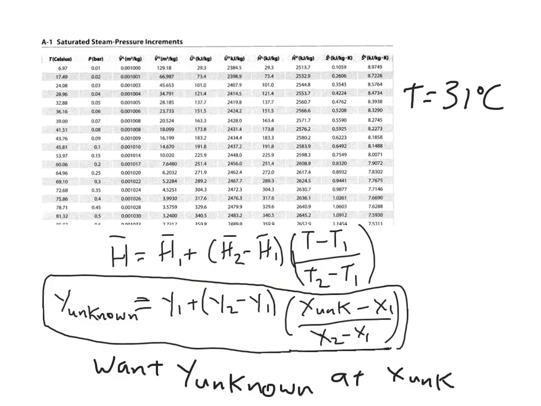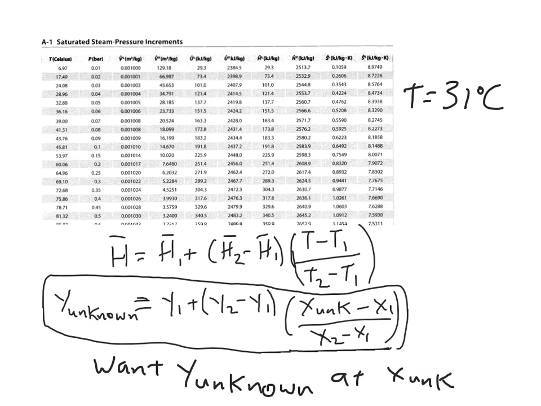This is just the generic formula for interpolation: y unknown is equal to y1 plus y2 minus y1 multiplied by x unknown minus x1 over x2 minus x1. What are all these different variables? The x's are the independent variables, in this case the temperature. The y's are the values we're trying to get, in this case the enthalpy for this example. We want to find y unknown at some x unknown value. In this case, we're trying to find the unknown enthalpy at the given temperature, 31 degrees Celsius.